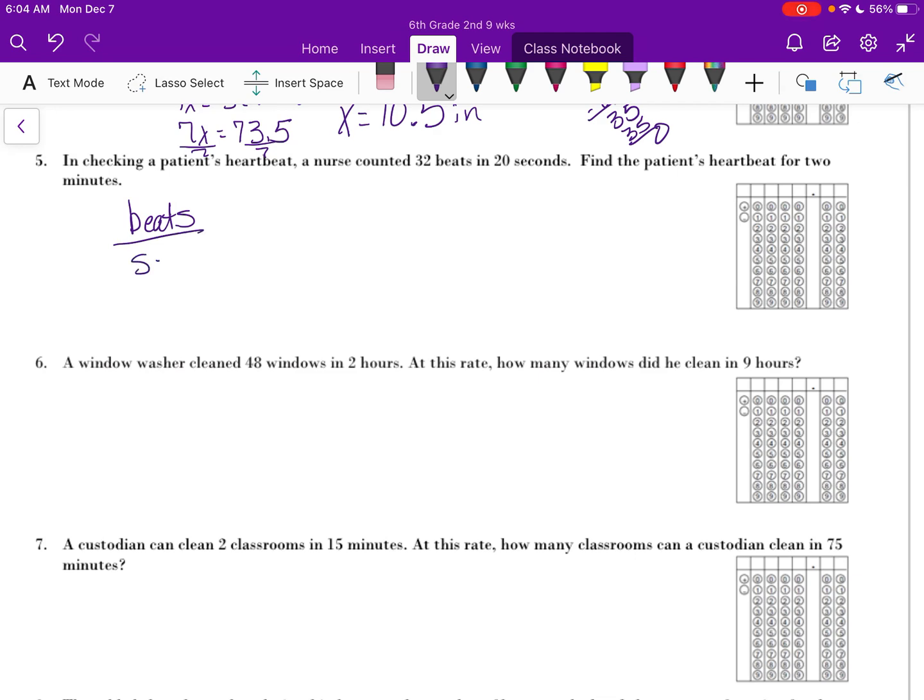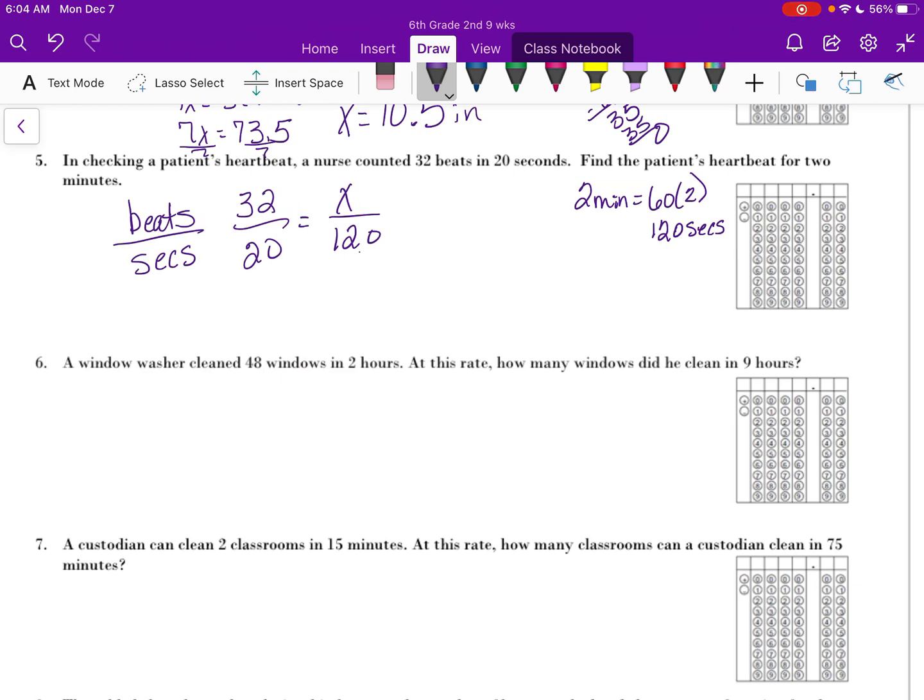All right, so it's going to be beats per second. So it's 32 beats in 20 seconds. And we want 2 minutes. So 2 minutes is 60 times 2. We have to change it to seconds, right? So it's 120 seconds. Because if we had put a 2 down here for seconds, then we would have been figuring out how much it was for 2 seconds. We don't want 2 seconds, we want 120 seconds.